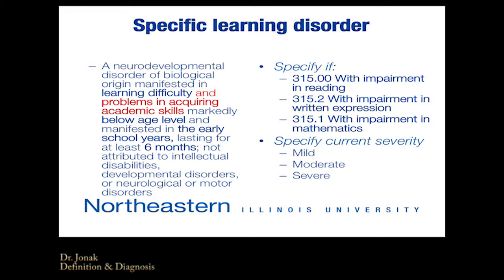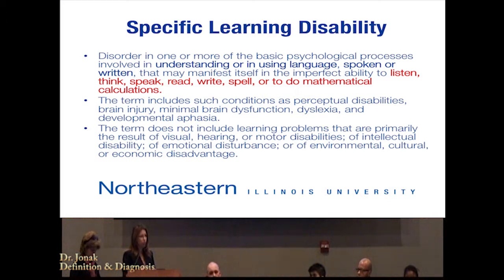If someone is not diagnosed outside of school setting, they are usually diagnosed within school environment. And schools have its own set of criteria, and the way disability is described under IDEA as disorder in one or more basic psychological processes. And here is kind of the difference in understanding or using language. It could be spoken language or it could be written language that may manifest itself in the imperfect ability to, all those little areas that are marked in red: ability to listen, think, speak, read, write, spell, or to do mathematical calculations. So as you see, this definition is much more specific.